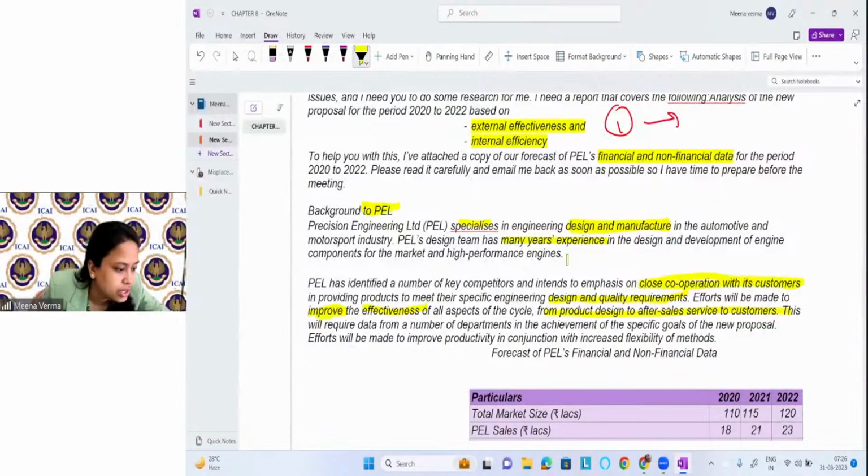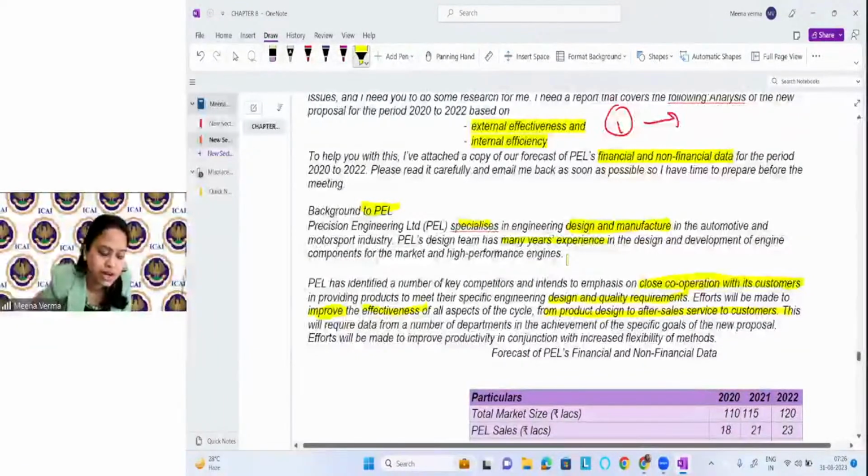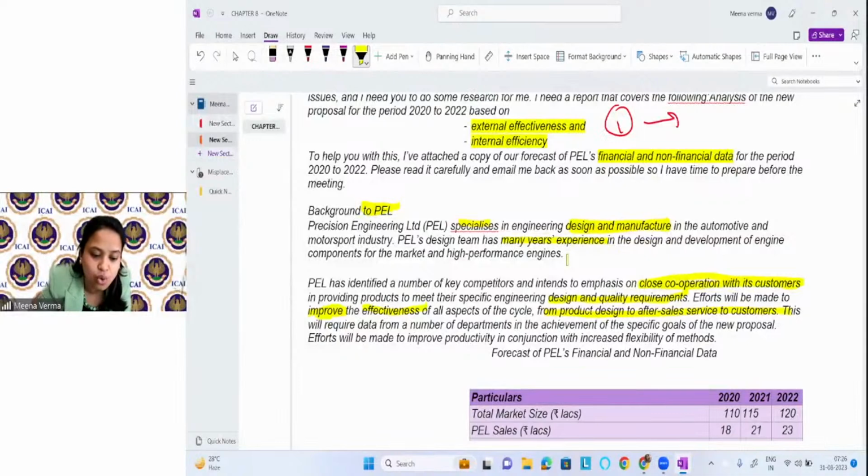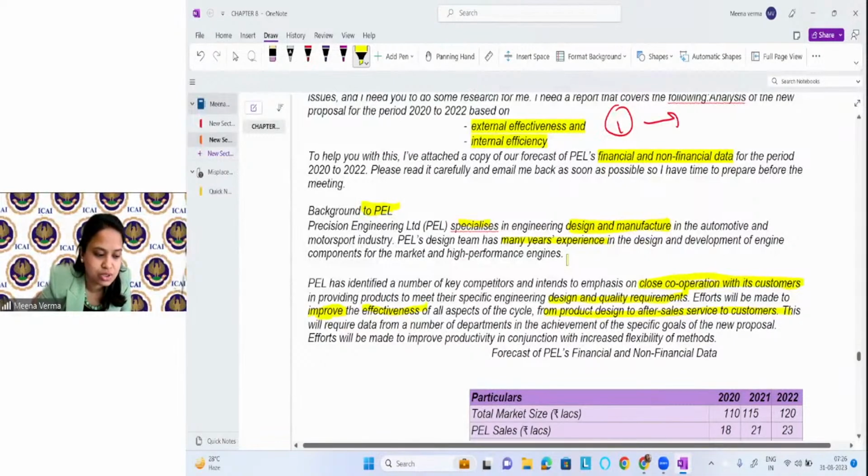They are working on improving everything. This will require data from a number of departments in the achievement of specific goals of the new proposal. So, efforts will be made to improve productivity in conjunction with the flexibility method.